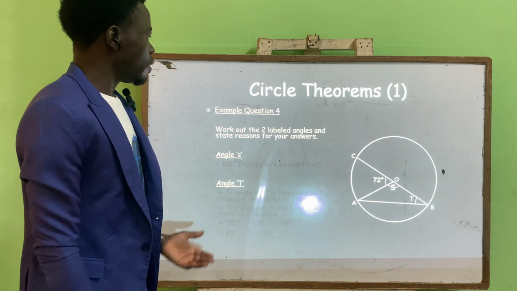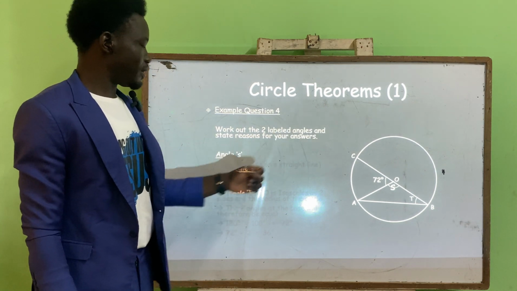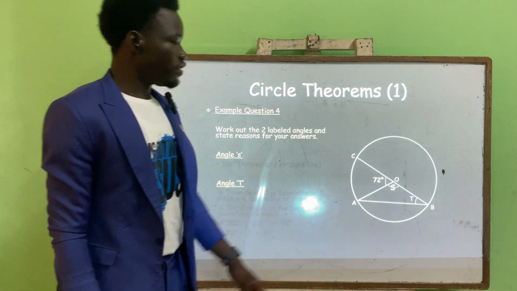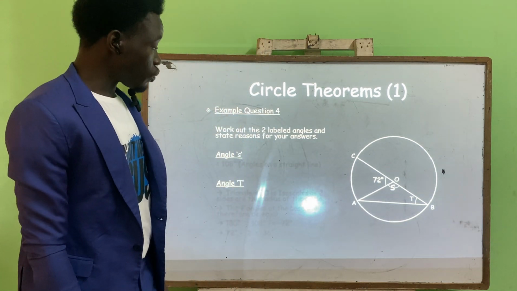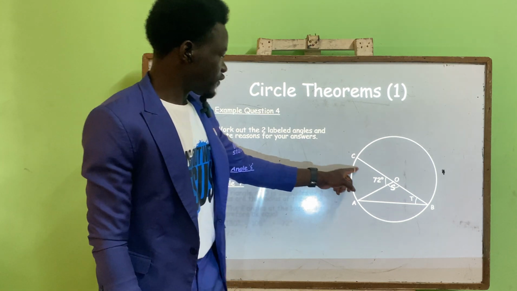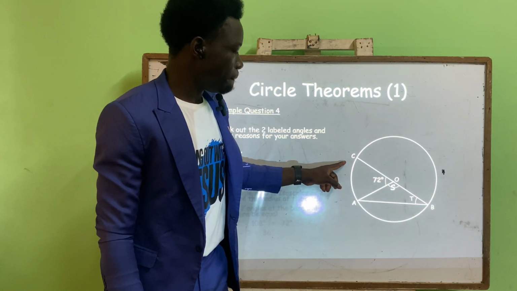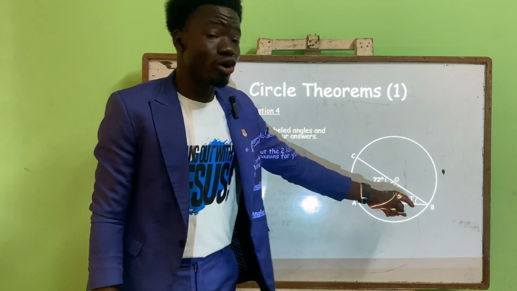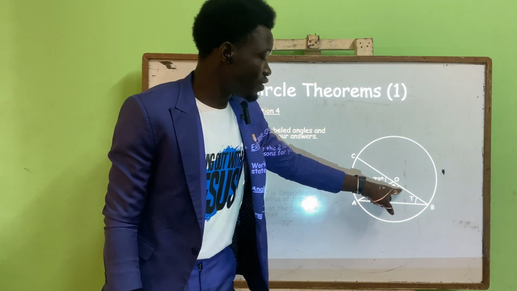So, example 4. Work out the two labeled angles and state reasons for your answer. So two labeled, so we have X and T. Work them out. Okay? BC is a diameter. BC is a diameter. And this is what? A straight line. Angles on a straight line sum up to 180 degrees.